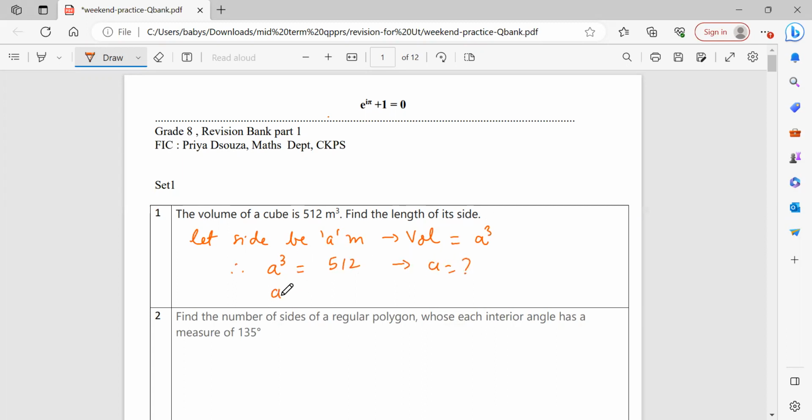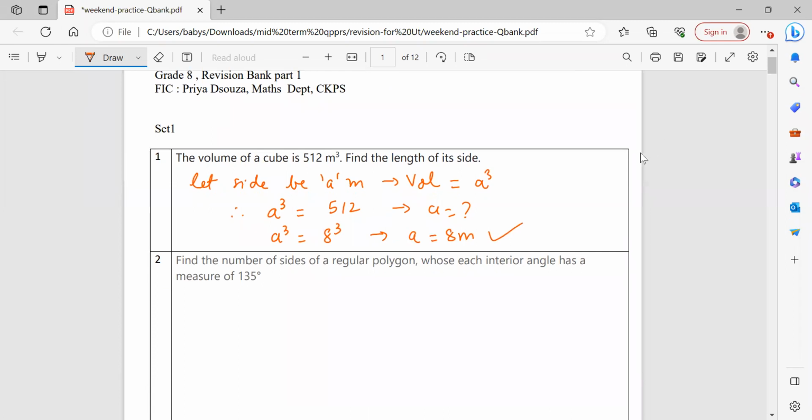So let's map. Well, the cube of which number is 512? It is 8, isn't it? A cube is 8 cube, or in other words, A is equal to 8 meters. So this is how you, if it's an MCQ, you would be given options like A, B, C, D. You have to just choose the correct option. If you can do it mentally, it's good.